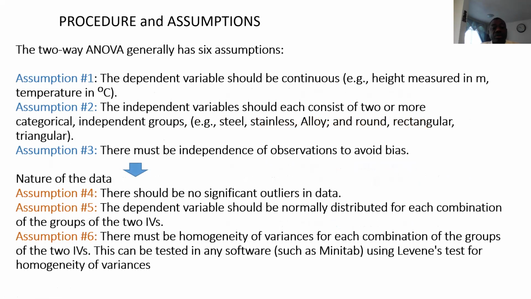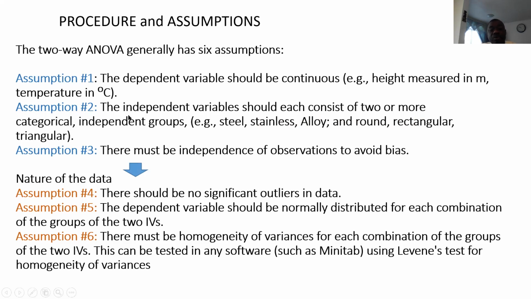Now, the procedure, we need to assume and make sure that our assumptions hold true before we move forward. So 6 assumptions are critically important for the two-way ANOVA. 1, the dependent variable should be continuous. For example, the height, you can measure it in inches, the temperature in degrees Celsius.